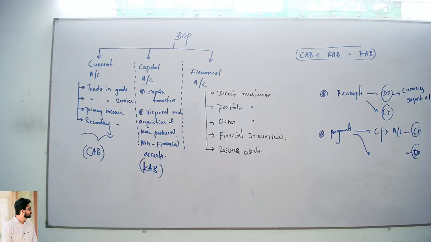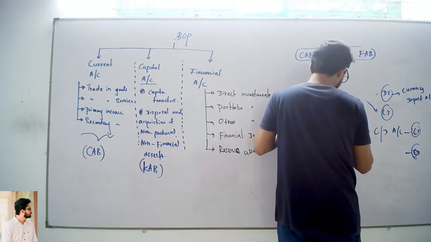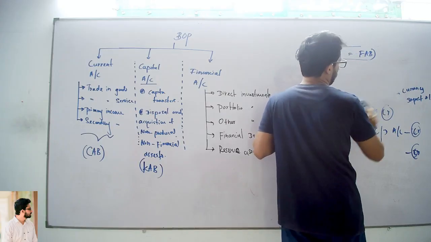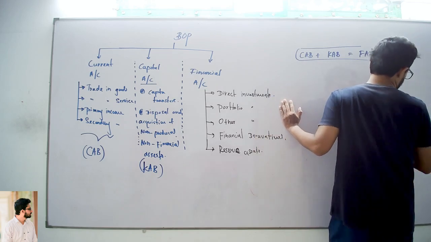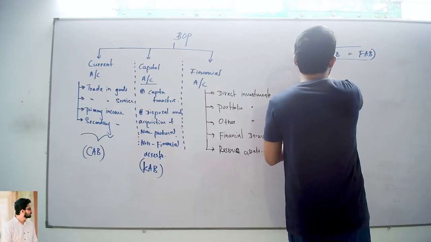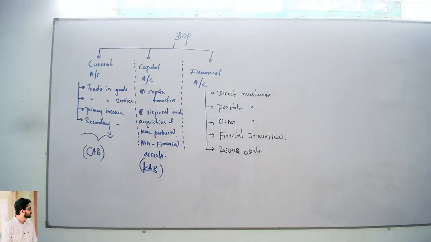Then let's start the 2016 A-level paper question. If you want, take a screenshot. This is a sum of all accounts of the balance of payment.